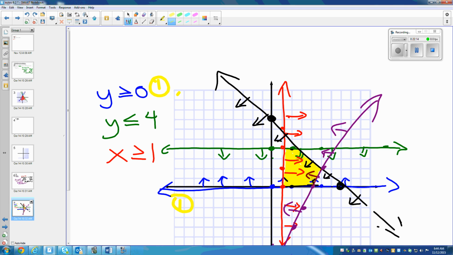But some people don't. Give me a second here. We're going to look at 6.2.